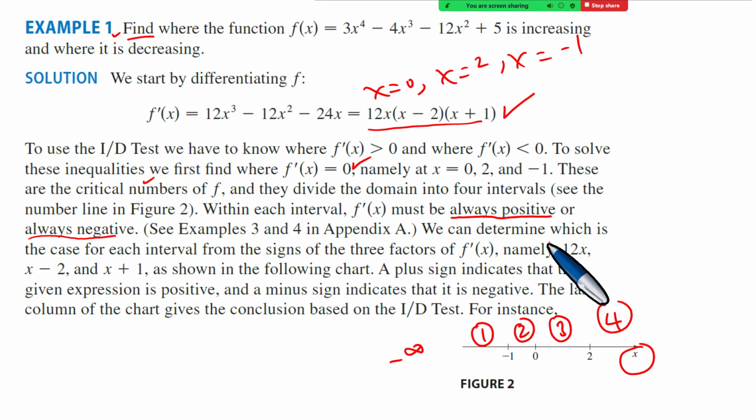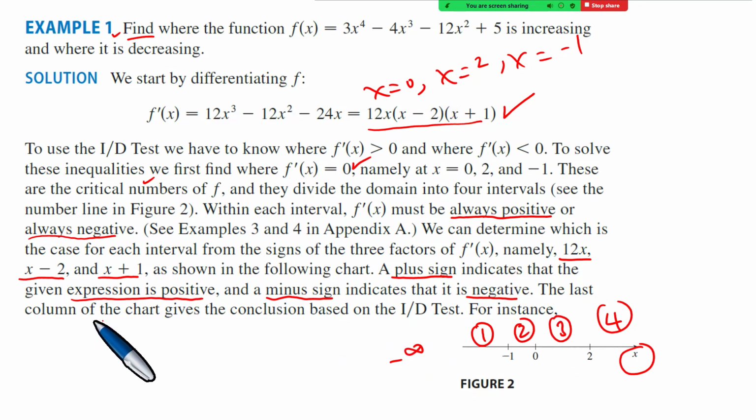We can determine which is the case for each interval from the signs of the three factors, namely the factor 12x, the factor x minus 2, and the factor x plus 1, as shown in the following chart. There's a chart that we're going to discuss just now about this function. A plus sign indicates that the given expression is positive, and a minus sign indicates that it is negative.